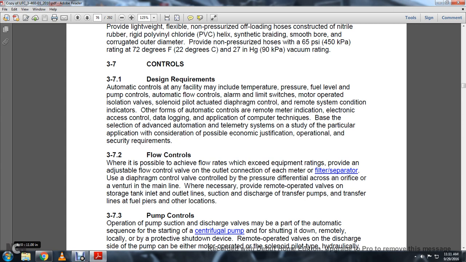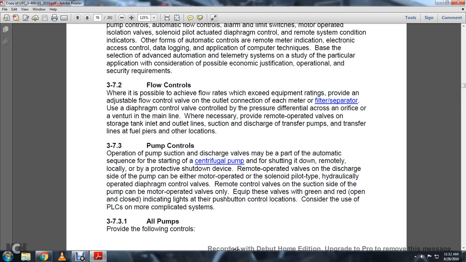Use the diaphragm control with control of the pressure differential across the orifice and venturi in the main line when necessary, to provide remote operated valves on the storage tank inlet lines, the suction and discharge of the transfer pumps, and the transfer lines and the fuel piers and other locations.